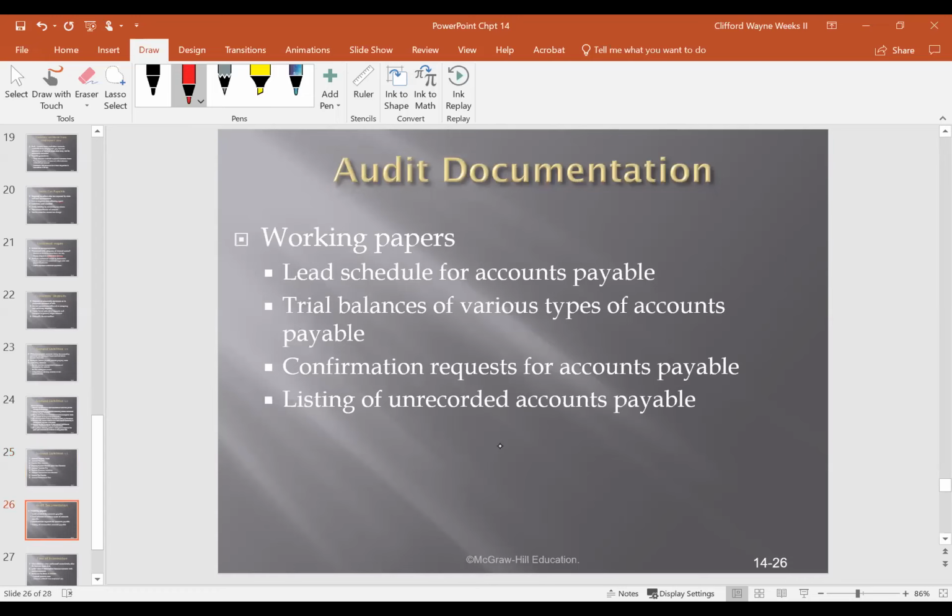As far as audit documentation, again, we're going to be recording all of our testing and our procedures and our conclusions in our working papers. We want to start off with a lead schedule of accounts payable, right? We want to have all the trial balances for various types of accounts payable, confirmation requests if we did use them for accounts payable, listing of unrecorded accounts payable, the ones that we found.